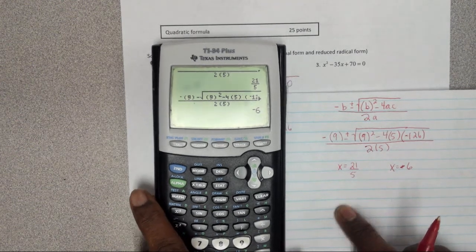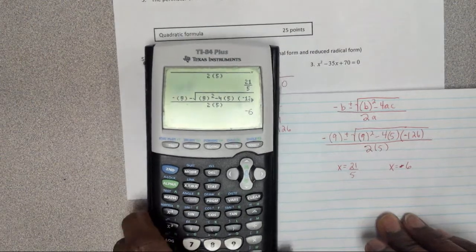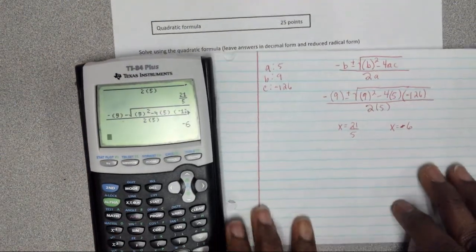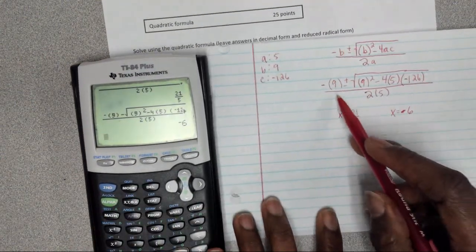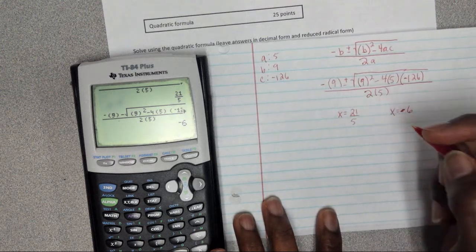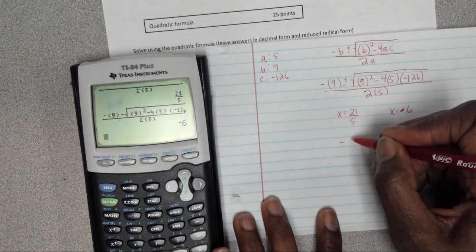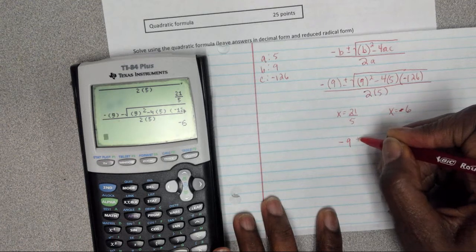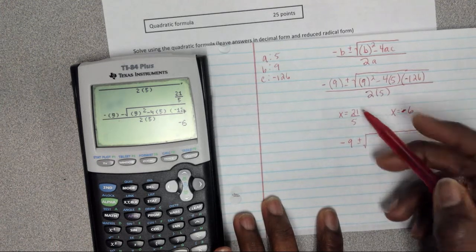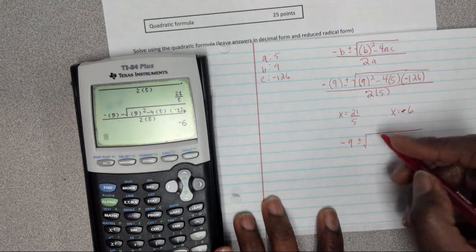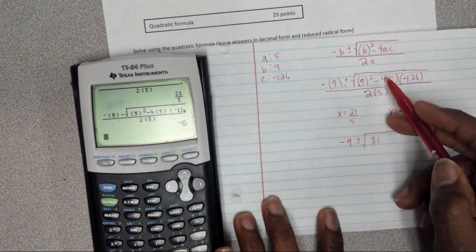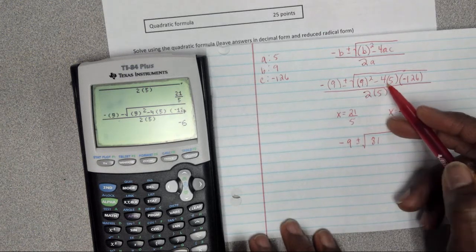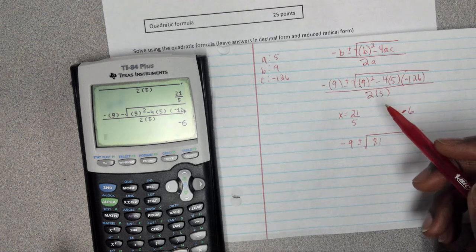also just leave it in this radical form. So let's say if I want to do that with this equation, I'm going to say this negative of a positive 9 would be negative 9 plus or minus the square root of 9 squared is 81, and then I have negative 4 times 5 times negative 126. Let's see what that is.